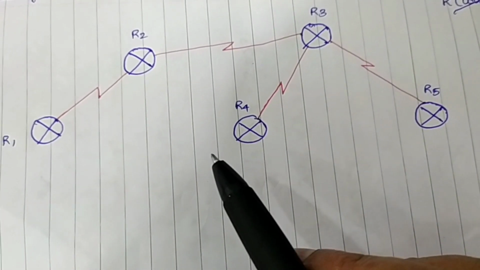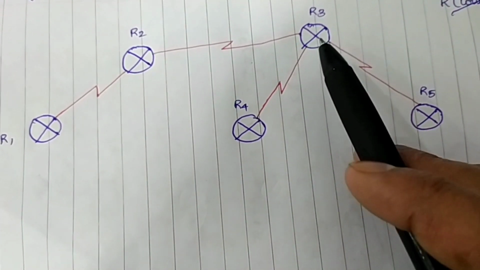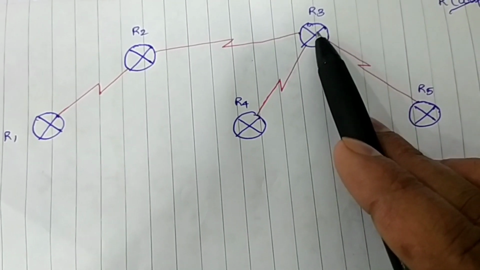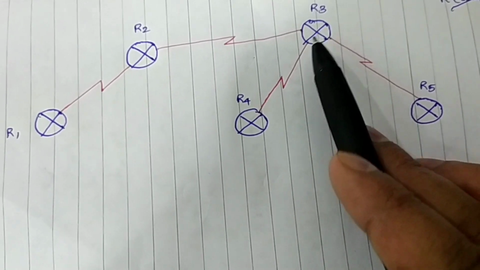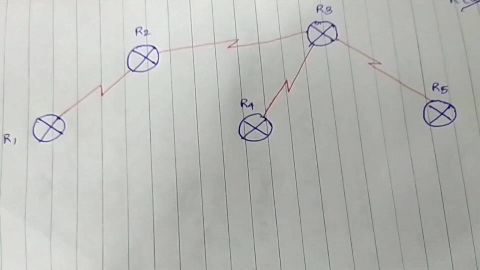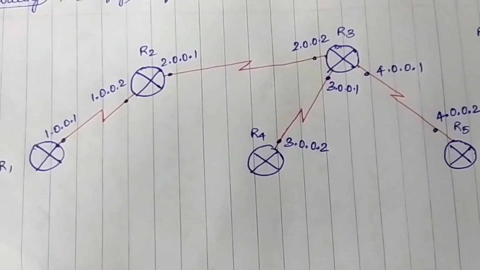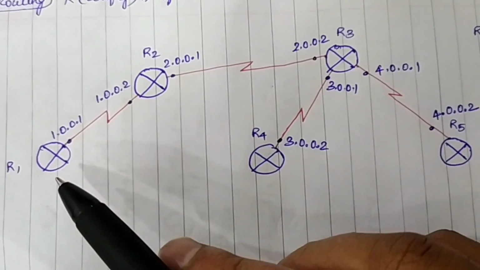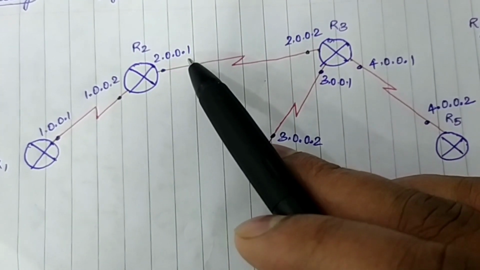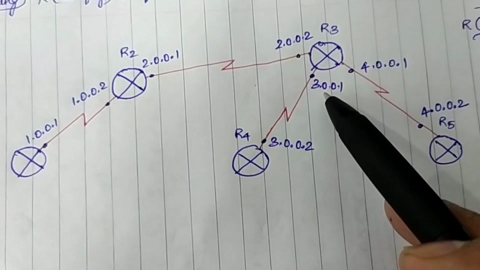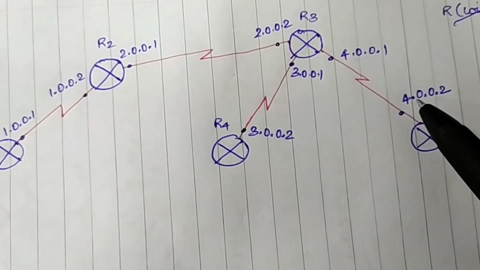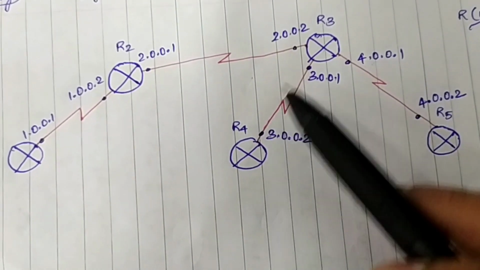So for example, if we assume I am going to configure static routing on the R3 router, then how are we going to do it, we'll see. First, I am going to give IPs for these serial links. Now I have assigned IPs for the serial links. Start with R1: 1.0.0.1, this side 1.0.0.2, here 2.0.0.1, 2.0.0.2, this is 3.0.0.1, here 3.0.0.2, 4.0.0.1, 4.0.0.2.